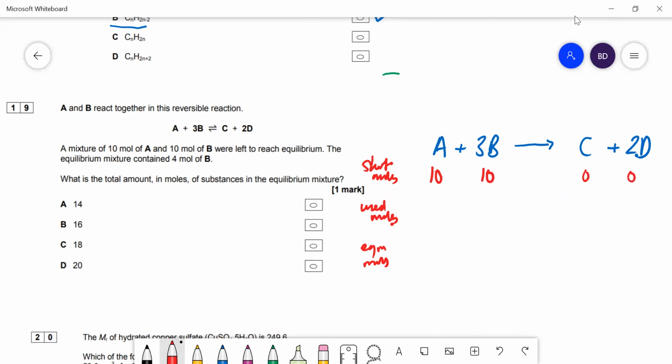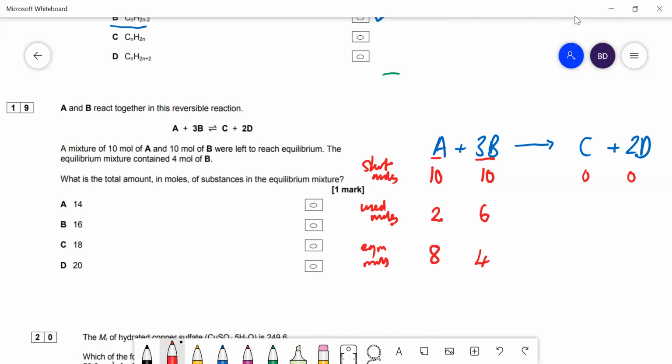Now at equilibrium, we've got 4 moles of B left over. So that means we must have used up 6 moles of B. Right, now when we use up 3 moles of B, we're only using 1 of A up. So that means we must have used 2 of A. Yeah. So that means we've got 8 left over.